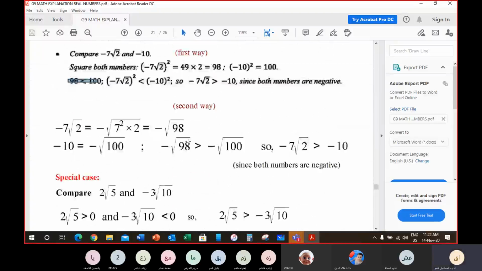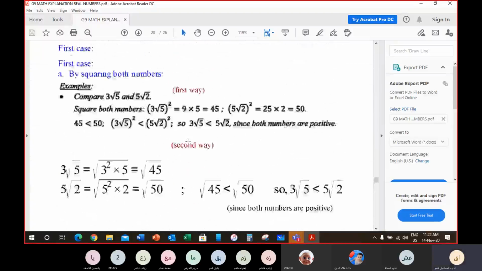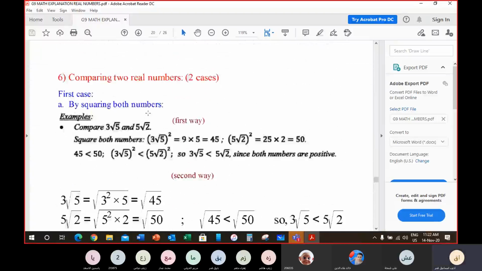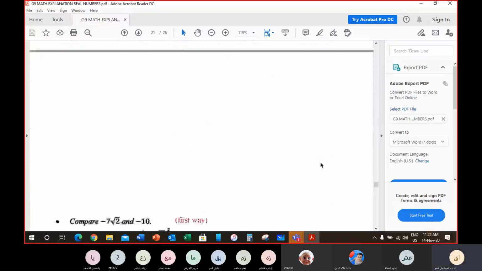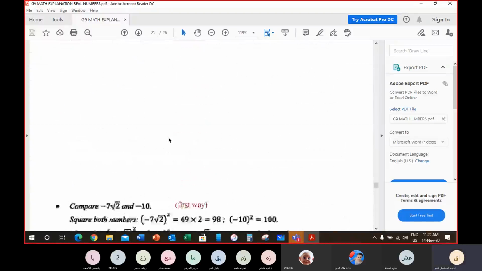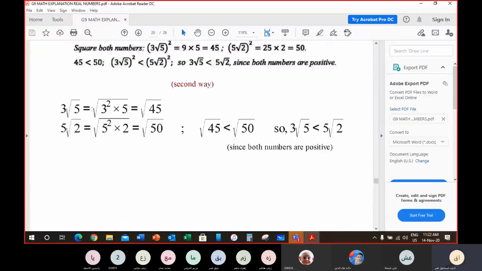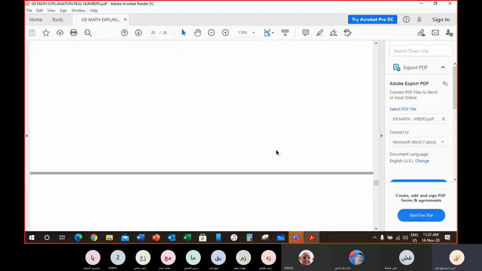If you have two methods: either by squaring both numbers, and the biggest number will surely be greater, or by moving them inside the radicals. For example, 3 radical 5: 3 squared times 5 gives radical 45, and 5 radical 2 gives radical 50. So radical 50 is greater than radical 45, and therefore 5 radical 2 is greater than 3 radical 5.